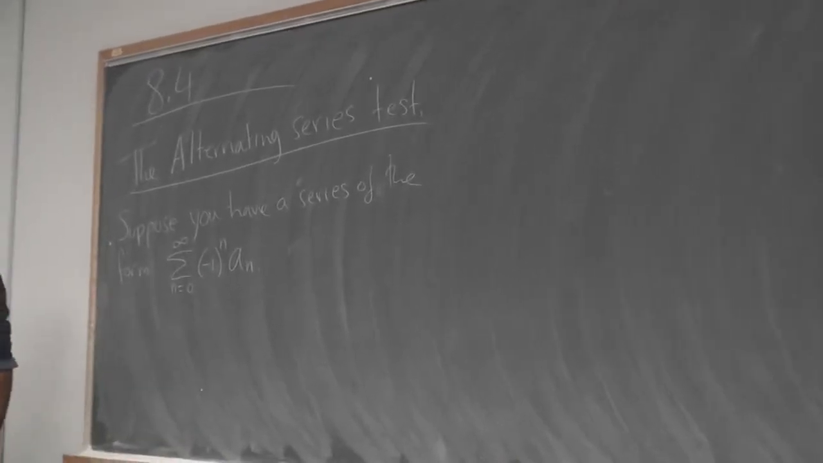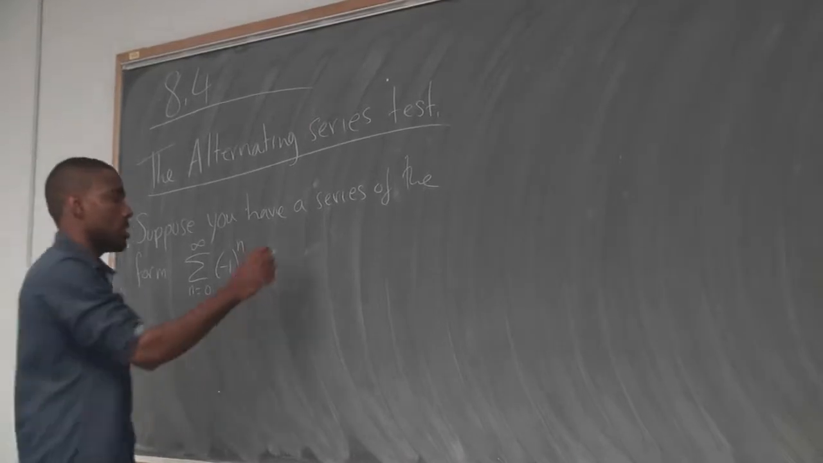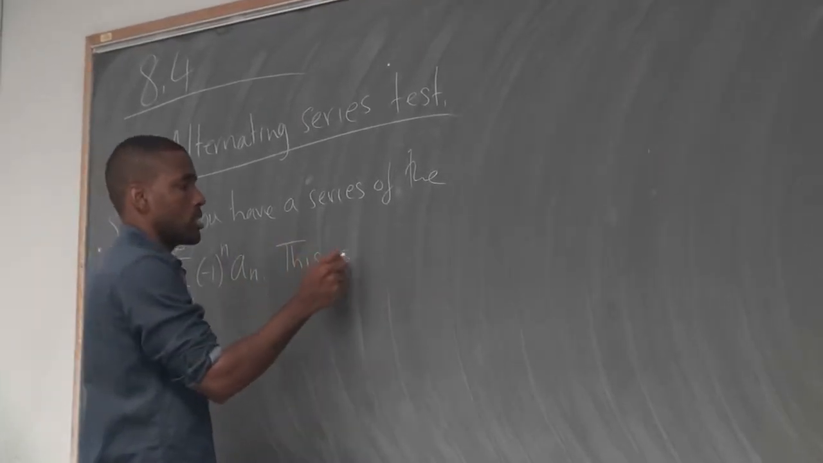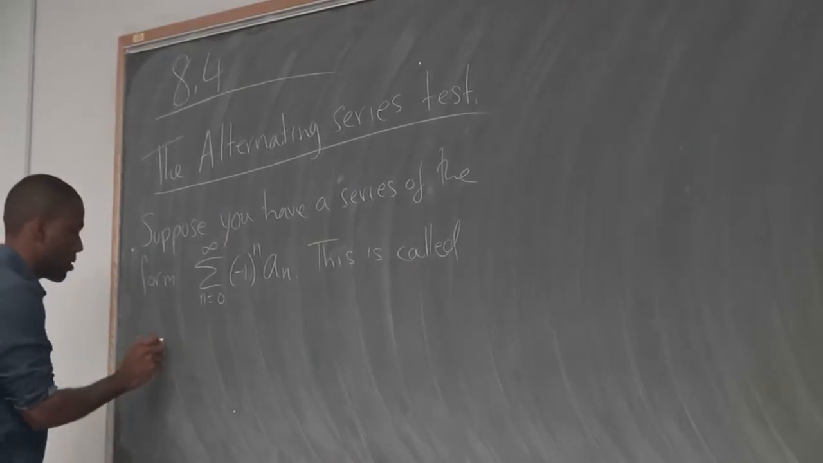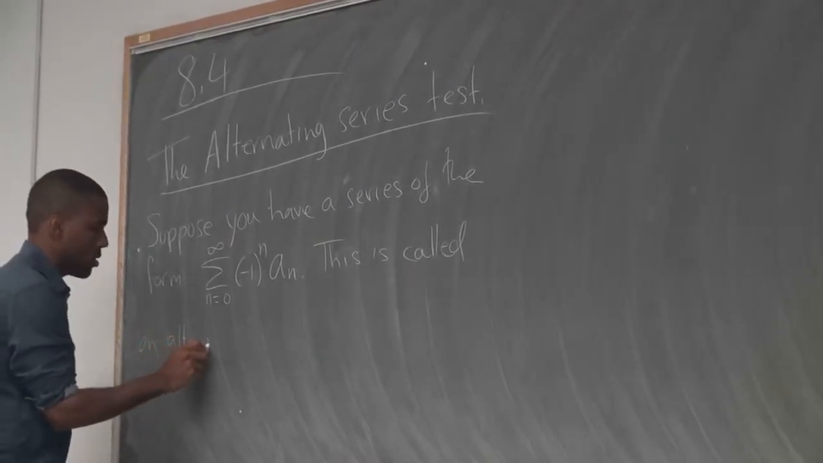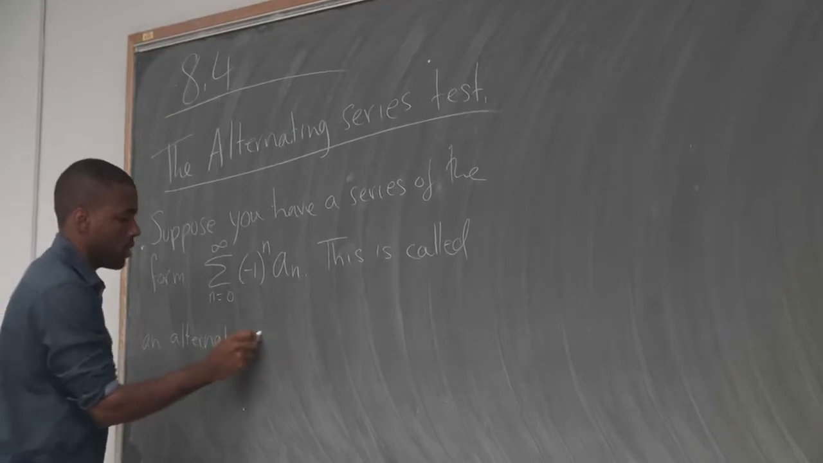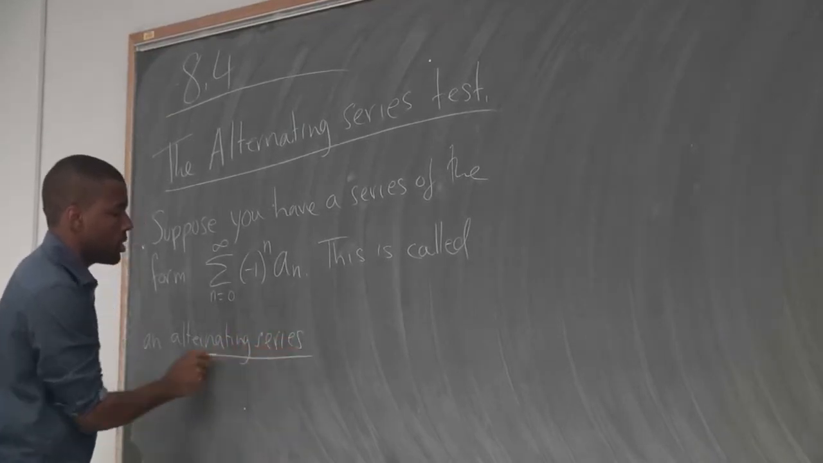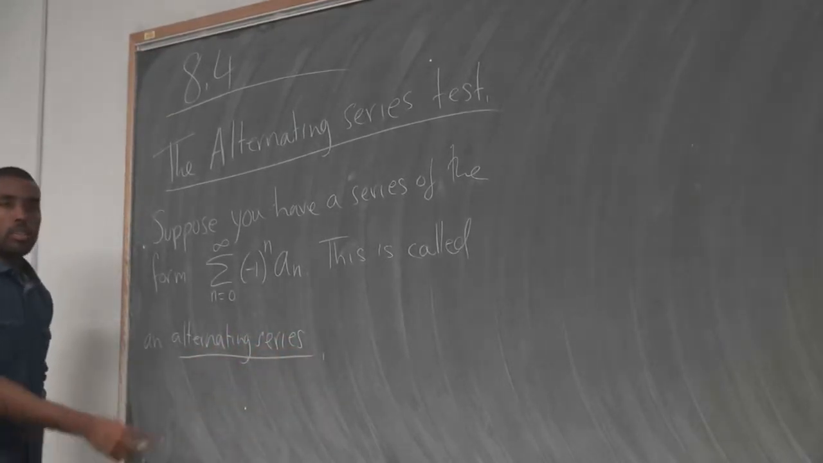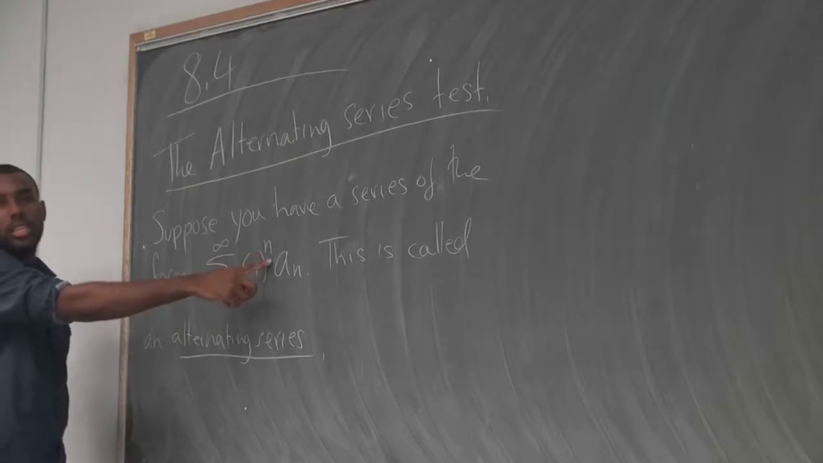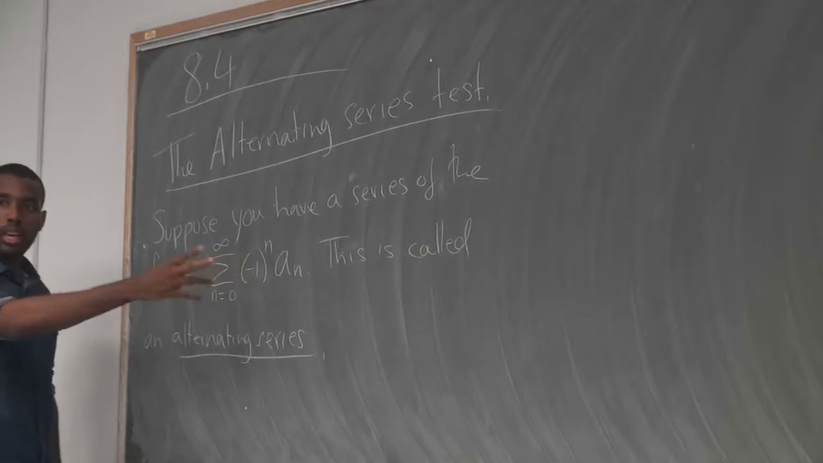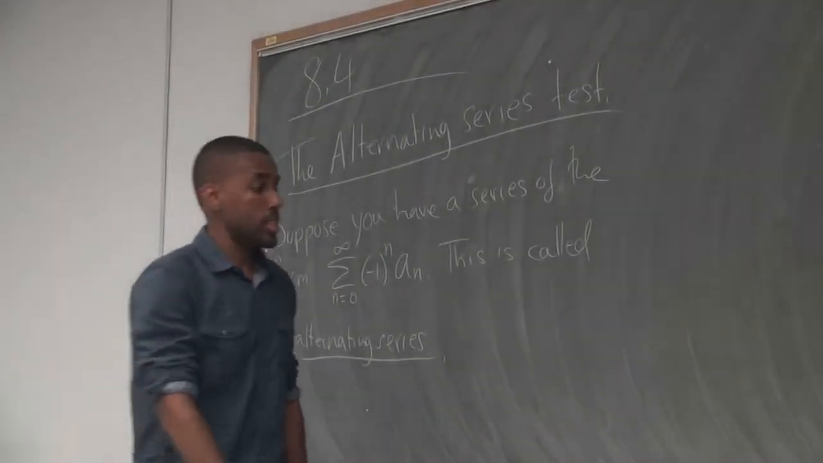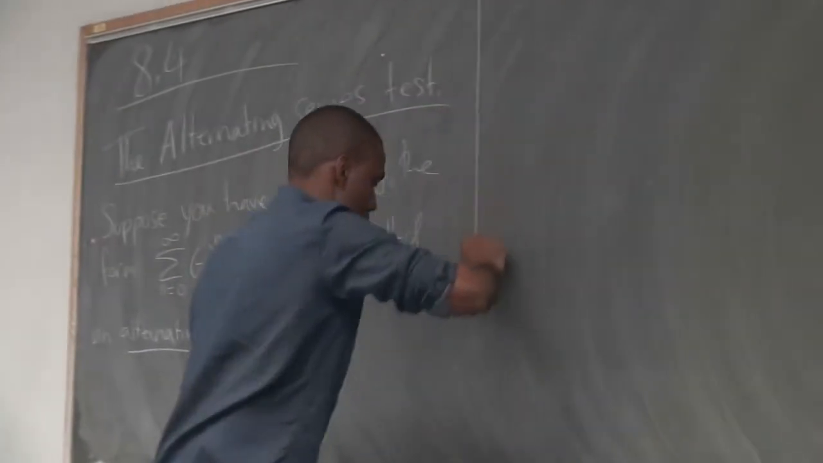Whenever you have this guy, you say you have an alternating series. And the power doesn't have to be n. You could see an n plus 1 or n minus 1, but as long as you realize that the signs alternate, that's the important thing. That is called an alternating series. And when you have series like that, they have their own test.